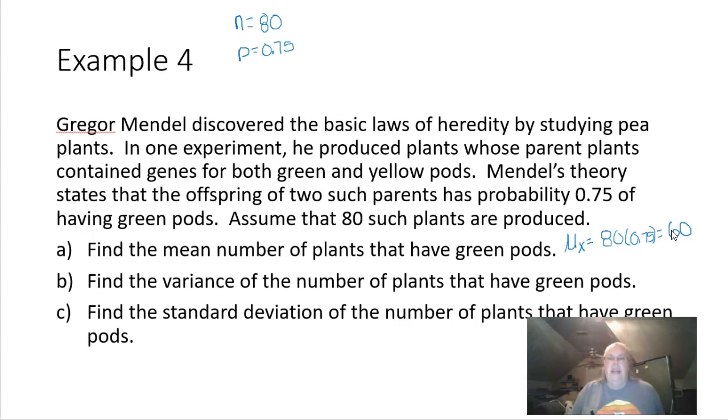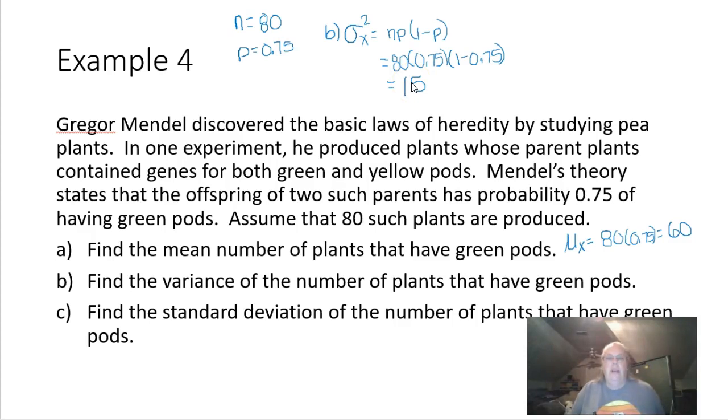All right, now we want to find the variance of the number of plants that have green pods. Let's do that up here where we have a little bit of room. So the variance is n times p times 1 minus p. This is our formula. That means we're going to have 80 times 0.75 times 1 minus 0.75. Let's put that in our calculator and see what we get. And this is going to give us 15 for the variance.